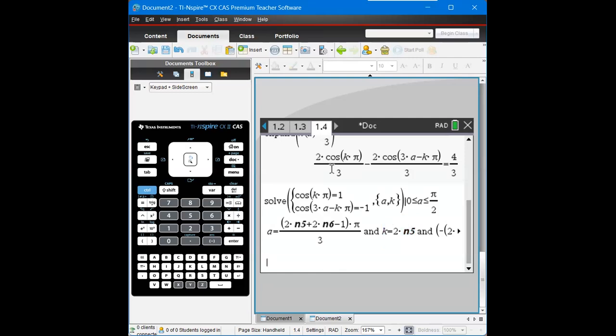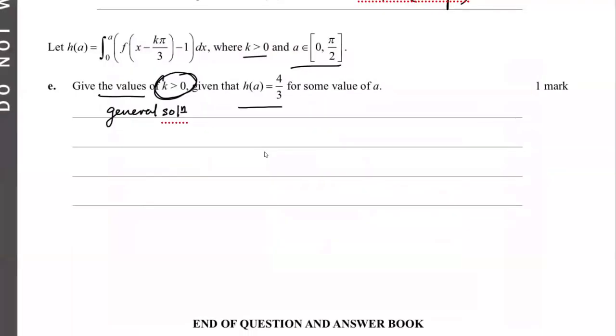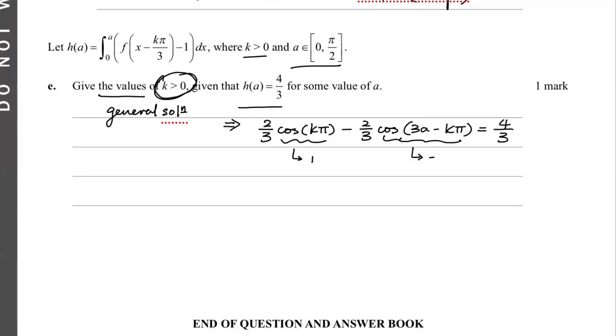Righty-ho. That's a lot of work for the final answer mark, but considering the position of this question part being the last one, ice on top of the cake, I would say this 1 mark is a fair one, okay? So I will tidy up everything and write down some key stages. 2 over 3 cosine k pi minus 2 over 3 cosine of 3a minus k pi equals 4 over 3. So we'd like this to be 1. We'd like this term to be minus 1.